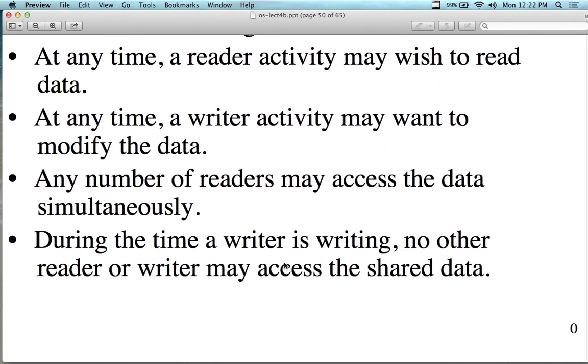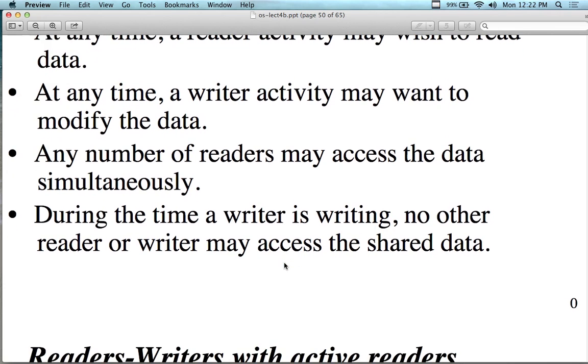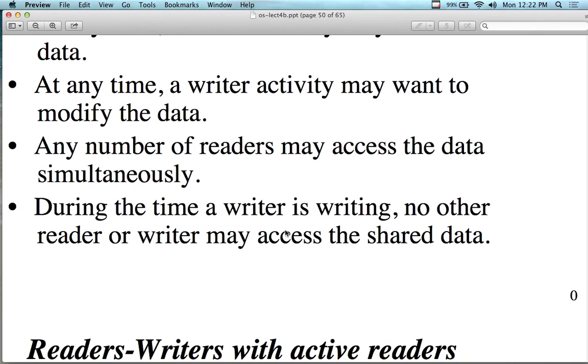Any number of readers may access the data simultaneously. During the write process, though, no other reader or writer may access the shared data. If you're working with a database, you're normally updating a table. So if I'm the teacher running a report of who's turned in the assignment, but you're turning in the assignment while I'm running the report, there's a problem. The number's changing. So there's a synchronization between the reading and the writing.